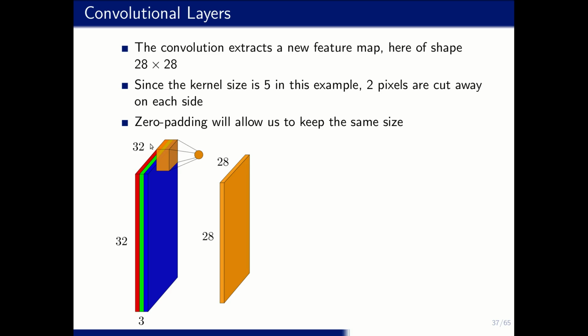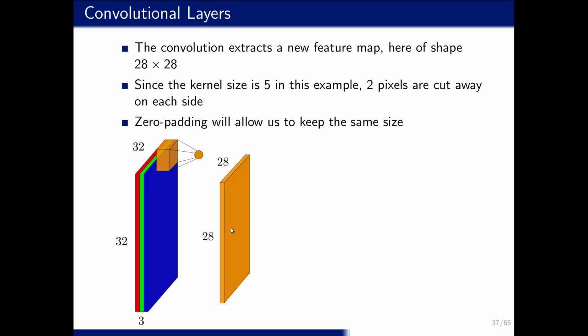So this is now a reduced size of this feature map, and in a few minutes we will discuss zero padding. Essentially just adding zeros outside this image will allow us to keep the same size, but not for now. Let's just consider this convolution which reduces the size. So we have this convolution, and this generates a new feature map, 28 times 28.